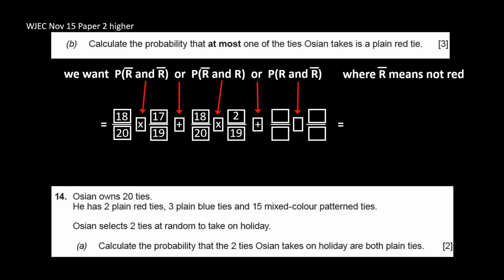Well, the red is 2 out of 20, 2/20ths, and 'and' is times, and the probability of the second one being not red, well, how many not reds are there? There are 18 not reds out of 19 ties. Now that calculation will be done on a calculator using the fraction button, and if you plug all that in, that's what you'll get, 189/190ths. So it's a fairly strong probability for the answer.